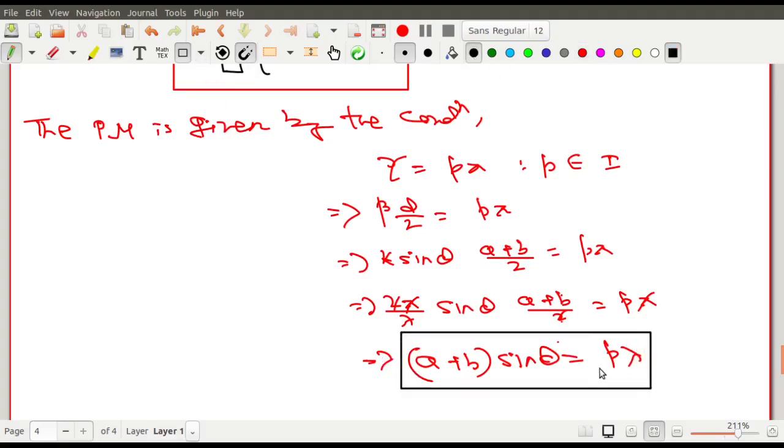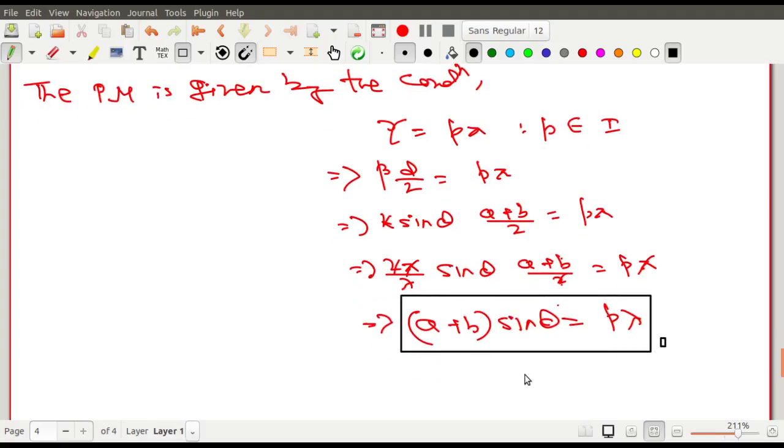This was the same condition as the last class for the interference maxima. In the last class the condition of interference maxima was this one only, right? Where p can take the value 0, plus minus 1, plus minus 2, anything can be the values of p, and these are called the principal maxima.